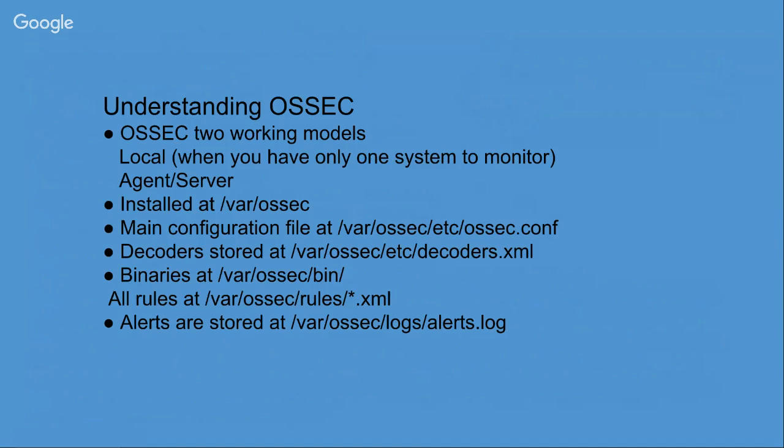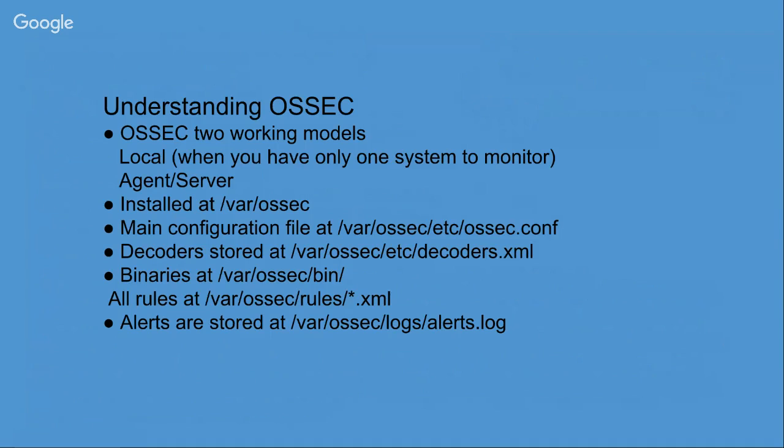Understanding Ossec, it works in two models: local, where you have only one system, which I've set up and we'll show you in a second, and agent or server. Local would be if you just have one machine. Agent and server is if you've got multiple clients sitting remote or in the same building, and you would have them hooked to a server. And you can monitor the file state of those clients.